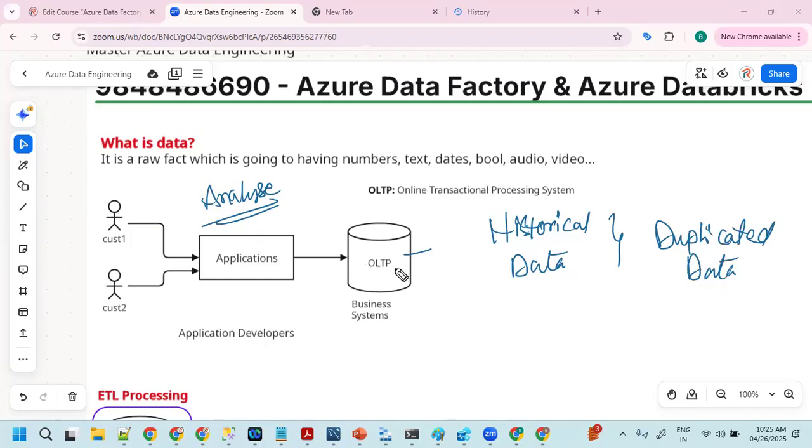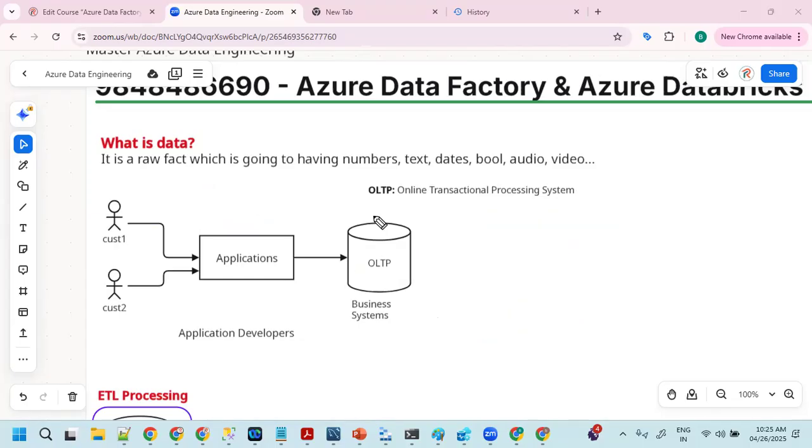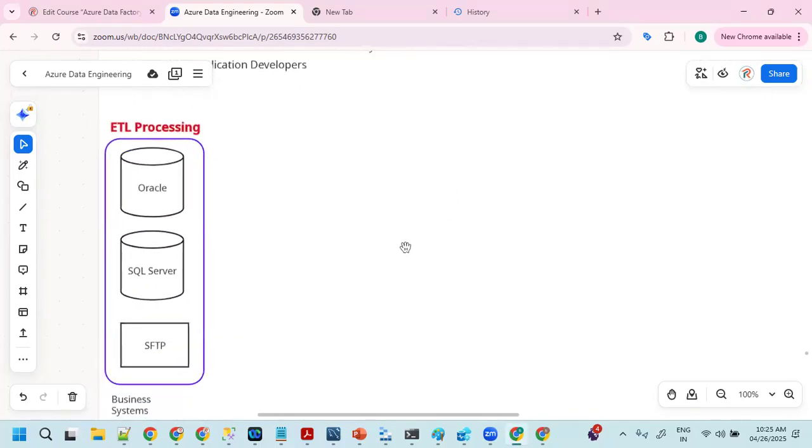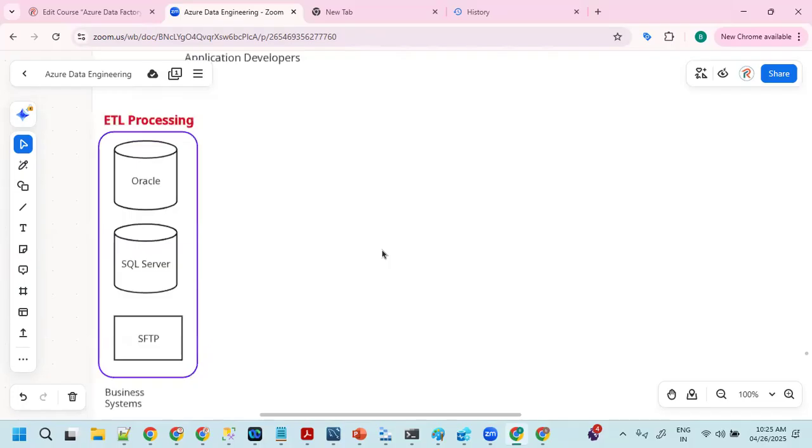But when it comes to here, it is always going to be normalization, or normalized data. Normalized means it is always going to have unique data. The design itself is going to be like that. I'll talk about the differences between the OLTP system and the OLAP system later. For now, I just want to say how your traditional approach was to process your data, to maintain historical data, to shape your business data.